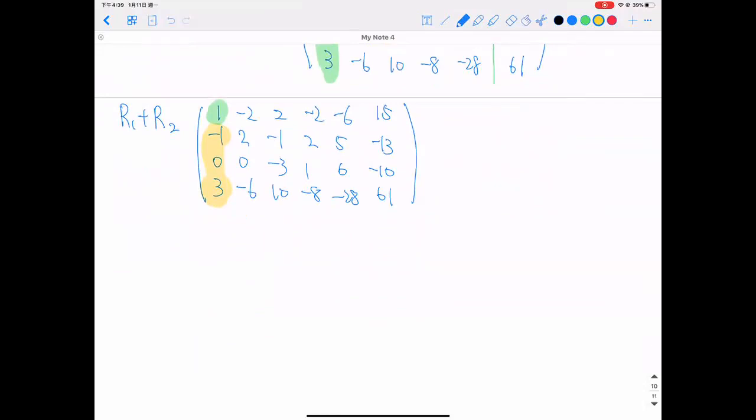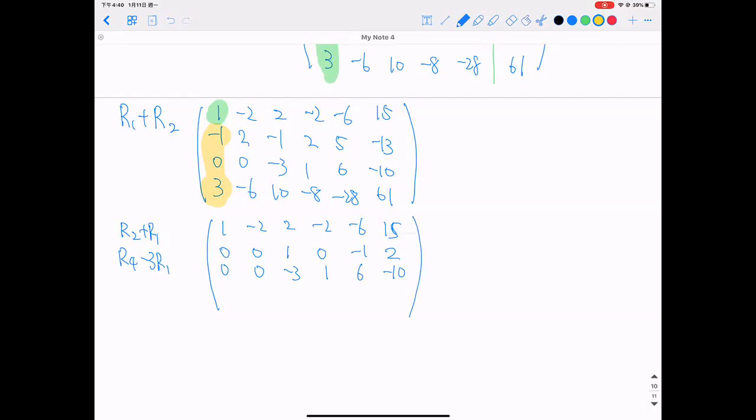So if we do that, that will be R2 plus R1 and R4 minus 3R1. R1 stays the same, R3 stays the same. Minus 2, 2, minus 2, minus 6, 15. R3 stays the same. R2 changed, right? 1 minus 1, that's 0. 2 minus 2, that's 0. 2 minus 1, that's a 1. Minus 2, 2, that's 0. Minus 6, 5, that's a minus 1. 15 minus 13, that's a 2.